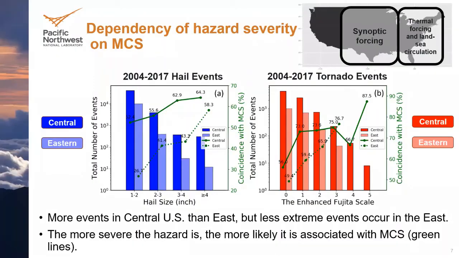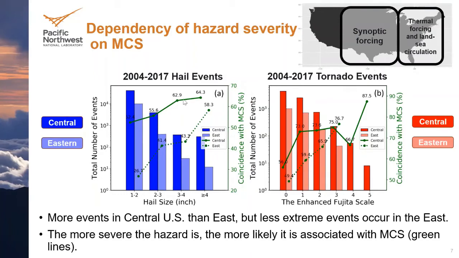The hazard distribution shows strong regionality, which may result from the different driving mechanisms for the hazard-producing convection. Apparently, central US is more driven by the explicit synoptic forcing. However, in the east part, it's more thermally driven and affected by the land-sea circulation. Therefore, we further separate the study domain into the central and the east by using the 85-degree meridian.